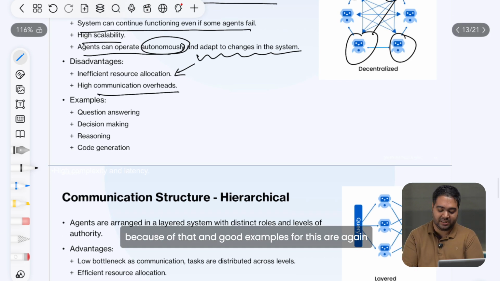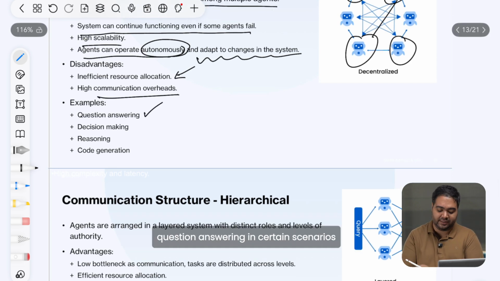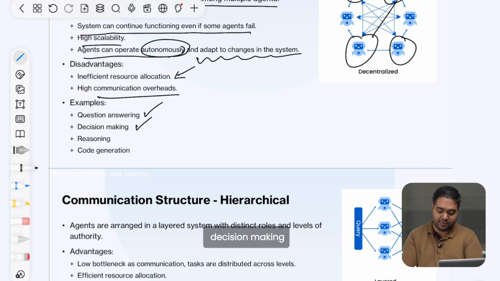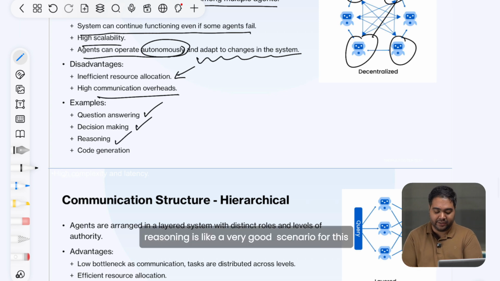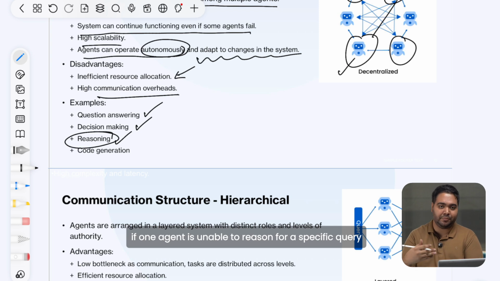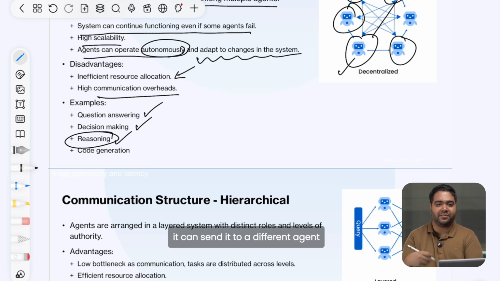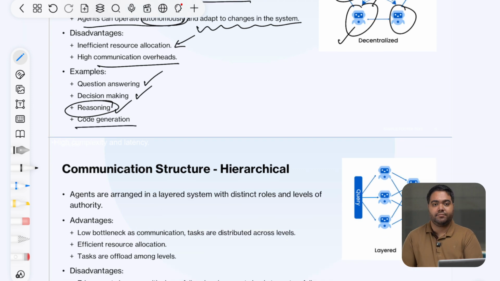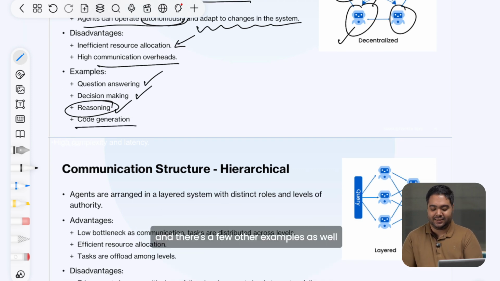And good examples for this are again question answering in certain scenarios, decision making. Reasoning is a very good scenario for this. If one agent is unable to reason for your specific query, it can send it to a different agent that's more specialized, more trained to accomplish that task. And there's a few other examples as well.